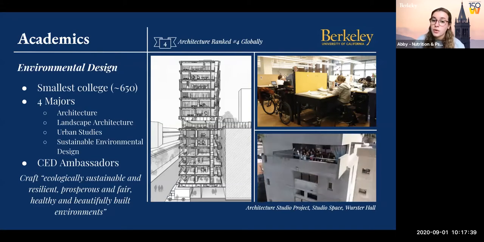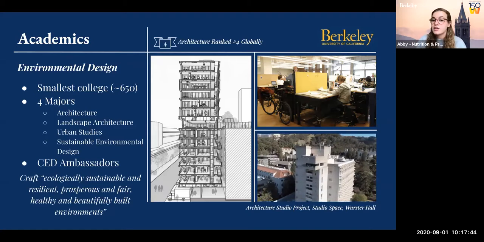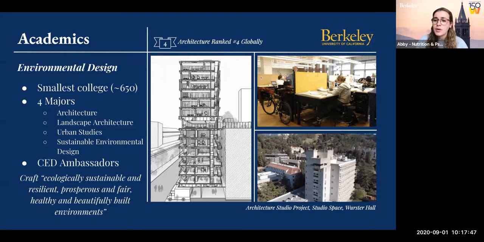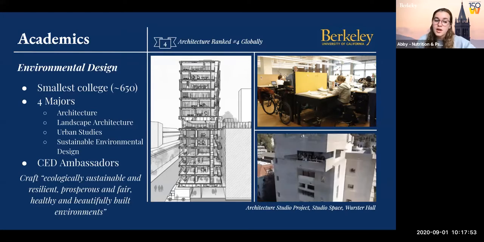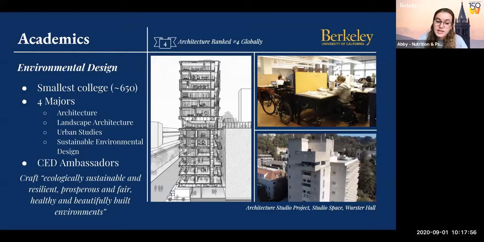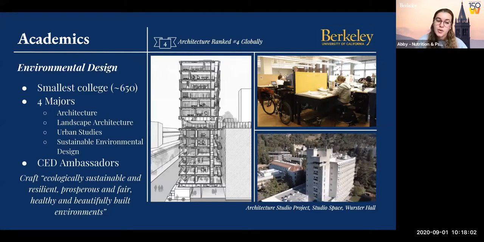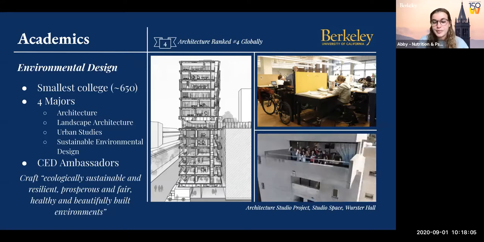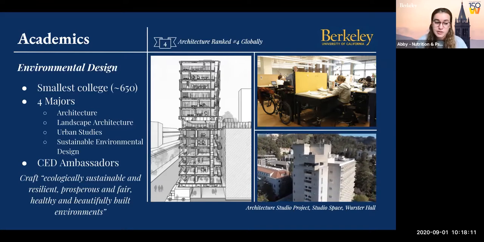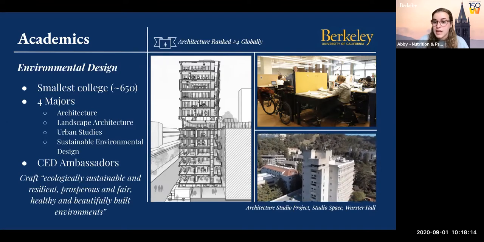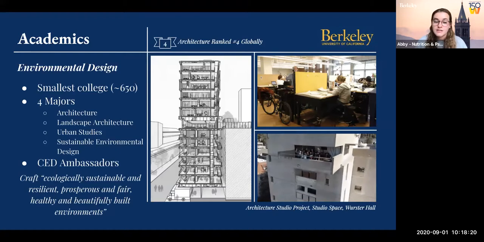This is ranked 4th globally, and it actually has its own set of campus ambassadors that give a tour of Wurster Hall and really focus on including low income and maybe disproportionately affected students. And their motto is craft ecologically sustainable and resilient, prosperous and fair, healthy and beautifully built environments, which I really love. I'm also part of the College of Natural Resources, but everything through the lens of environmental sustainability, you can really see here at UC Berkeley, whether you're in the College of Environmental Design or anywhere else. Again, that kind of culture of change making and of positive change making.